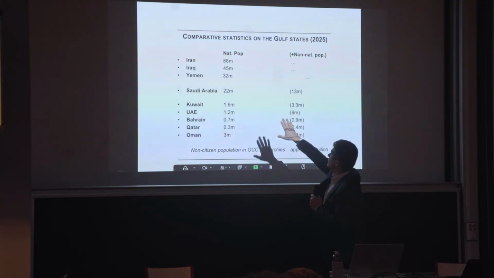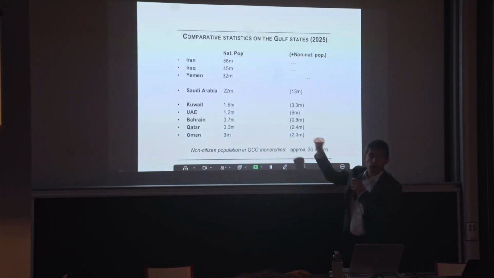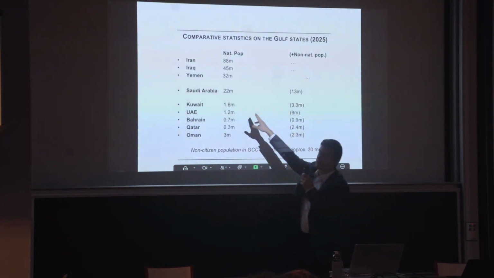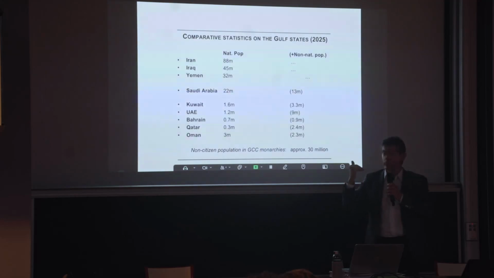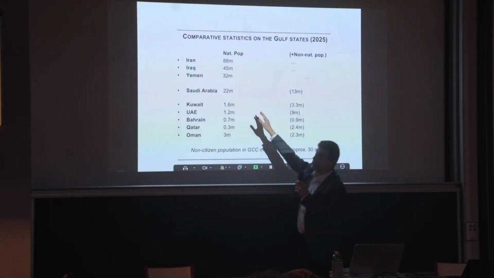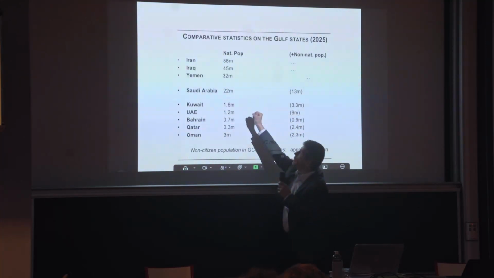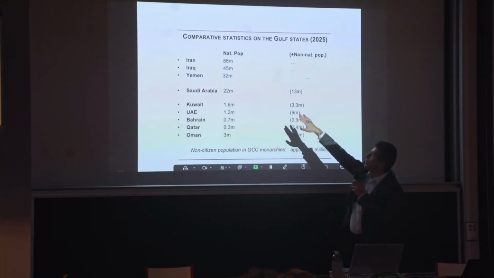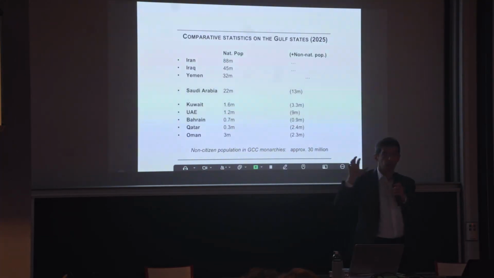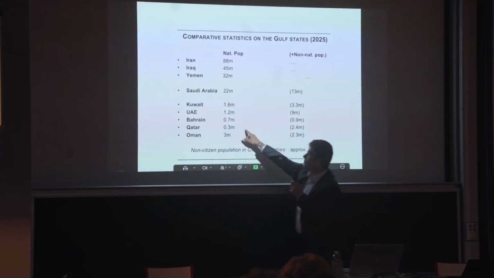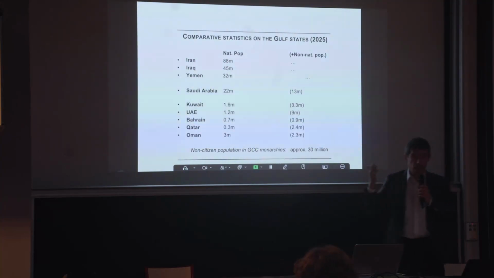A few comparative statistics. As you'll see, in terms of national population, these are relatively small countries. Saudi Arabia, for instance, has 22 million nationals. This is an estimate because there are no censuses. So Saudi Arabia is estimated 22 million in nationals, compared to Iraq, 45 million, Iran, 88, Yemen, 32. And when you look at the smaller Gulf monarchies, you can see that they are extremely small countries in terms of nationals. For instance, Qatar has basically a population of 300,000 inhabitants, national.